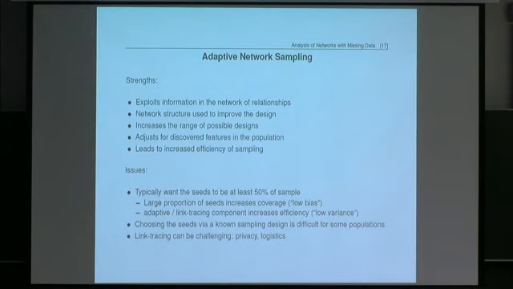There are also some issues with implementation, notably that these link tracing designs can be challenging for privacy reasons, for logistical reasons, and questions about how to choose the seeds, which people they should be, what proportion of your sample should be seeds, are all things that a lot of literature has been written on.